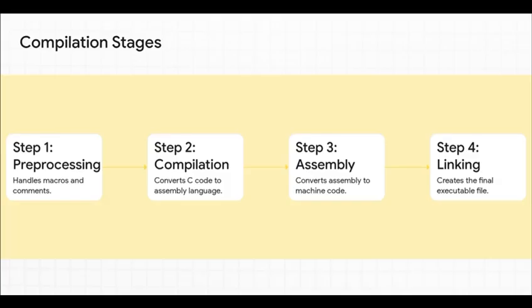First, the preprocessor zips through handling things like comments and macros. Next, the compiler takes your C code and turns it into assembly language. From there, the assembler converts that into machine code, the ones and zeros. And finally, the linker pulls everything together, your code plus any libraries you're using, into one single executable file.